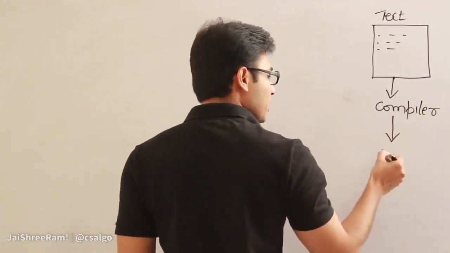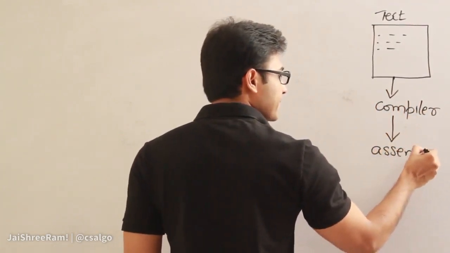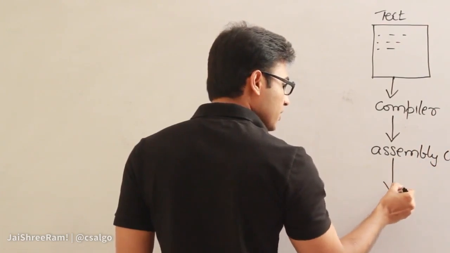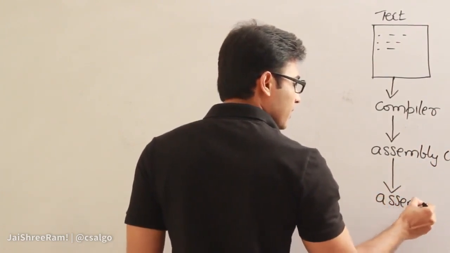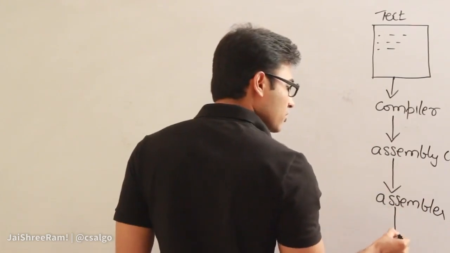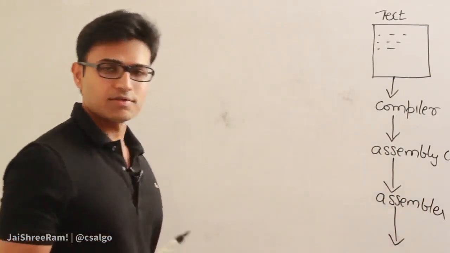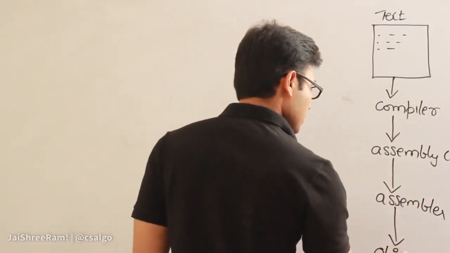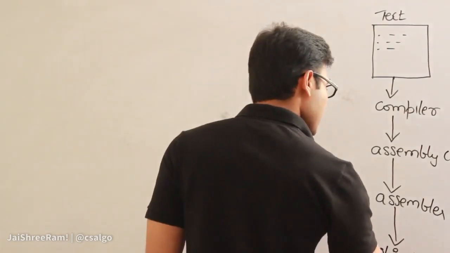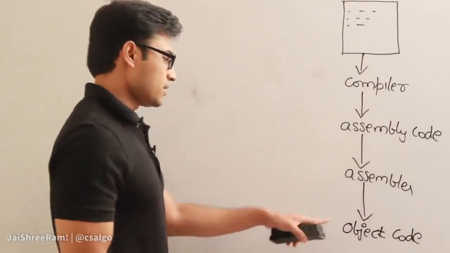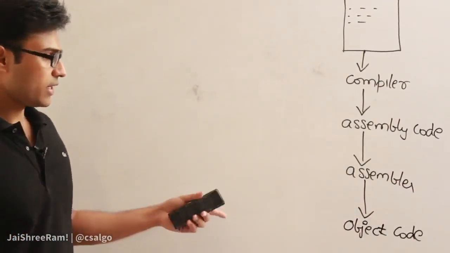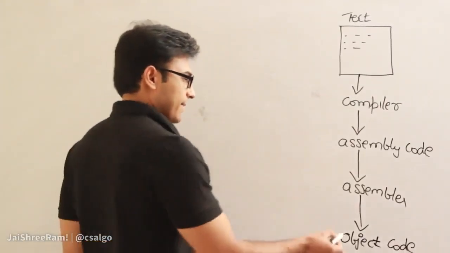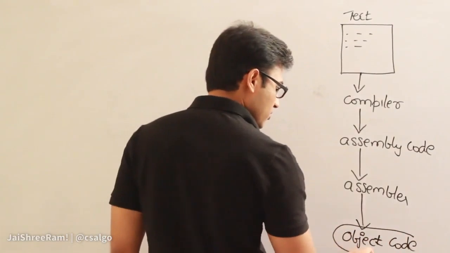The compiler will produce output assembly code, assembly language code, right? And now this assembly language code will be given to the assembler, right? And now this assembler is going to produce some code which is called object code. It is not actually executable code. It is in machine language only, zeros and ones, but you cannot directly execute it, right? I'll tell you why. So this object code is going to be produced as the output of the assembler.